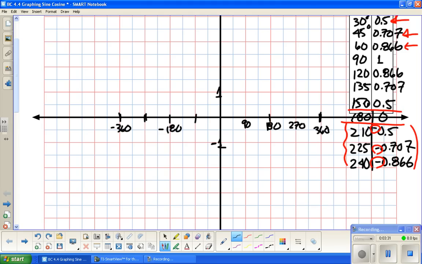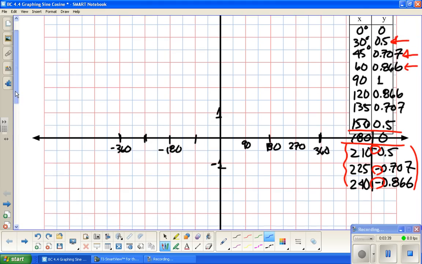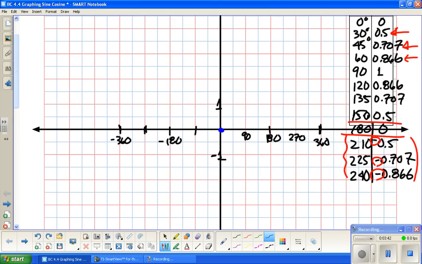All I'm going to do is plot some points. I'll plot a couple with you, and then I'll fast forward myself, so to speak. Looking at the top of the list: 0, 0; 30, which is a third of the way to 90, is 0.5; 45, halfway to 90, is 0.707; 60, two-thirds of the way to 90, is 0.866; 90 is 1, and then it goes back down to 0.866, 0.707, 0.5, back to 0, and similar kinds of numbers.